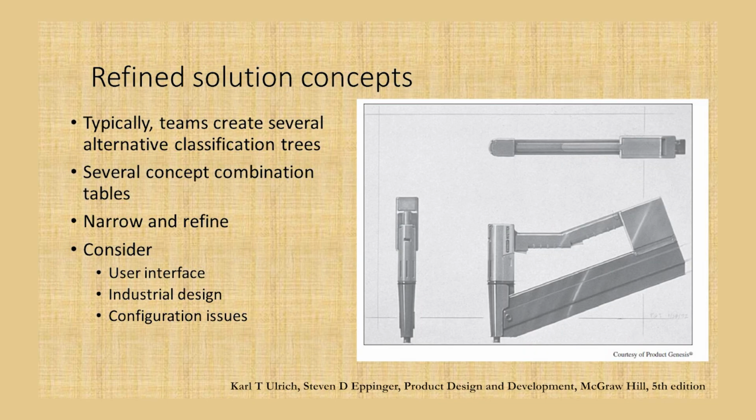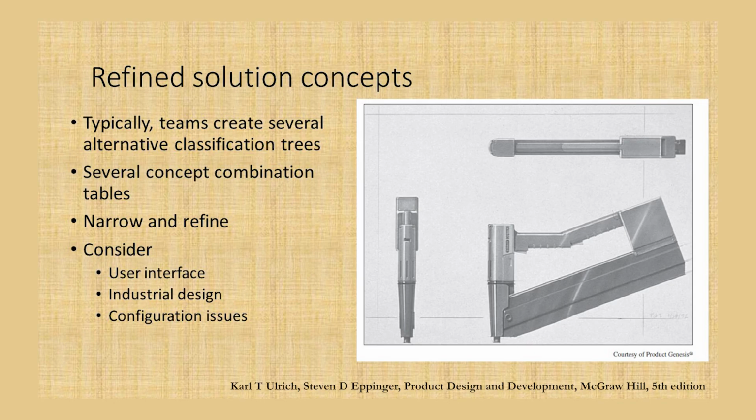Then you can refine your solution concepts and create more visually appropriate sketches. Here you had just line sketches. From line sketches you can go into more actual product-like sketches, the final product-like sketches. Typically teams create several alternative classification trees. The classification tree which you saw earlier, they create many such classification trees and different concept combination tables from them. So, a lot of design work goes on.